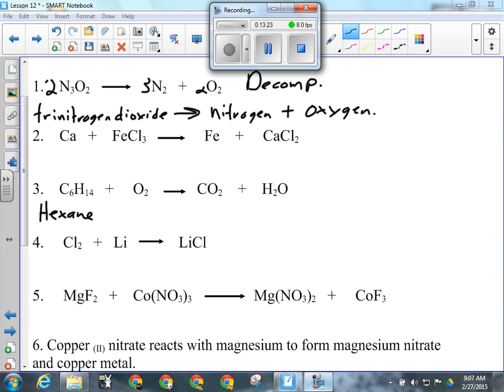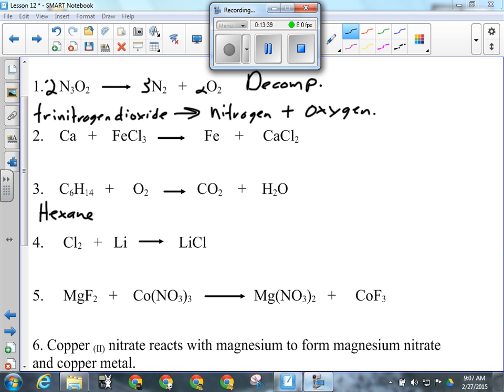Okay, so for number 2 here, we've got an element. Calcium is reacting with an ionic compound, and that is iron chloride. Iron 3 chloride in this case, and it's producing an element with another ionic compound. So, what kind of reaction starts out with an element reacting with an ionic compound?